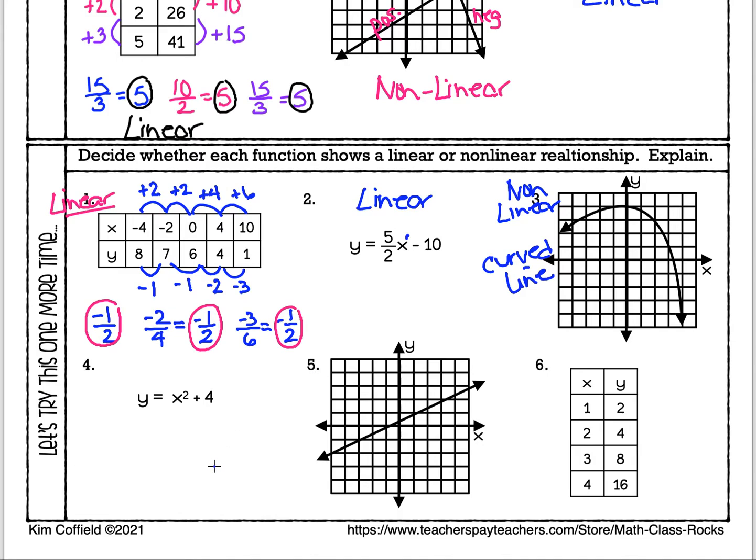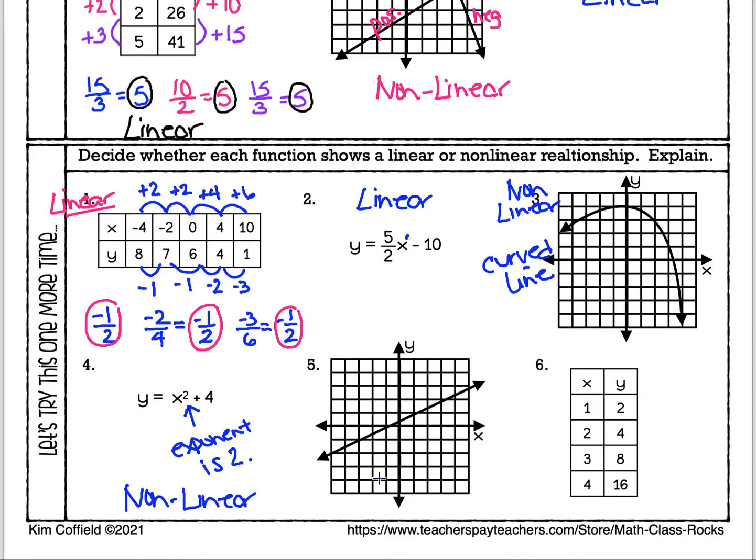All right, this equation down here, again, I'm looking at my x and I'm checking that exponent. Well, look at this. This one has an exponent of 2. Right? The exponent is 2. So because that has an exponent of 2 and it doesn't have a plain old x or an x to the first power, that means this is non-linear. If we graphed it, it would have a curve.